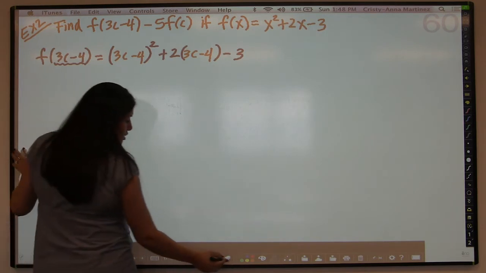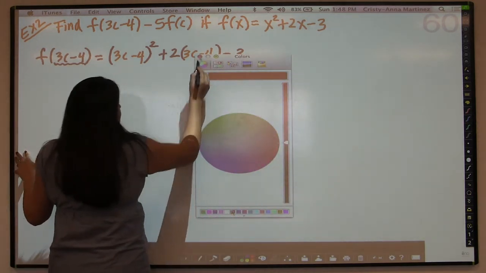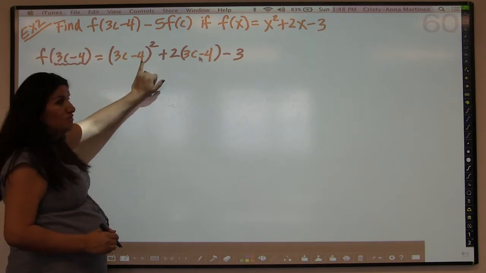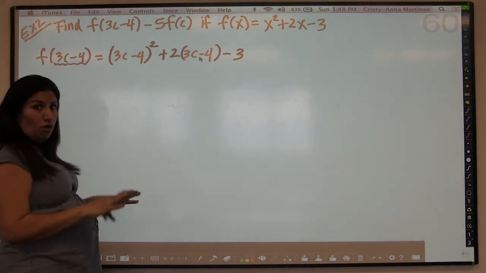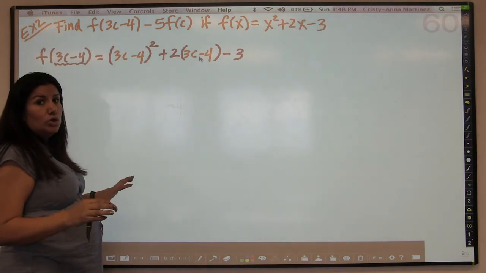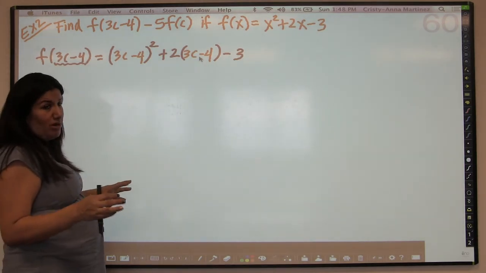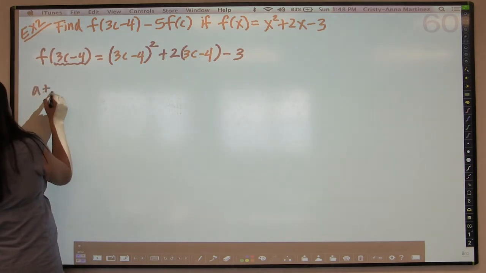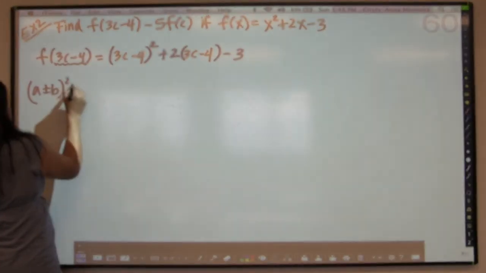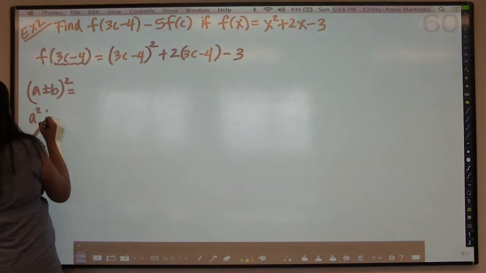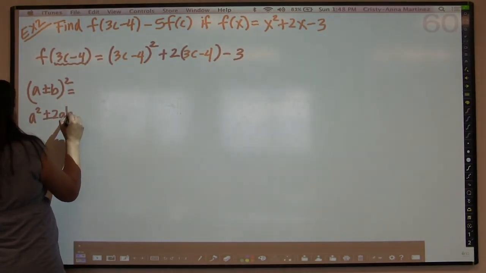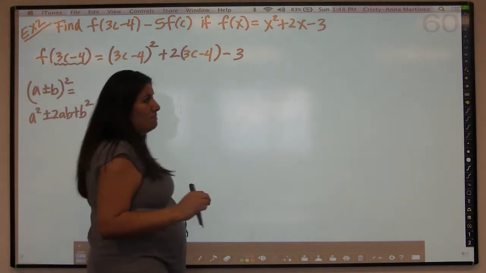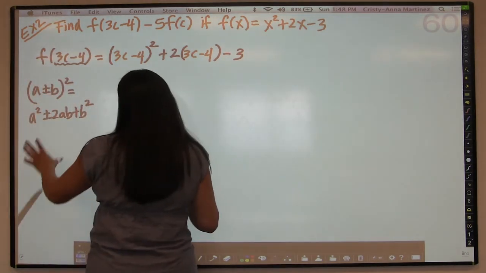Now, you need to remember that when you do this binomial squared, it is not 3c squared minus 4 squared. You actually have to FOIL that out, or you have to use the formula that we've already done before. The formula, if you don't remember, if you have a plus or minus b quantity squared, is always a squared plus or minus 2ab plus b squared. Lots of students forget that all the time.